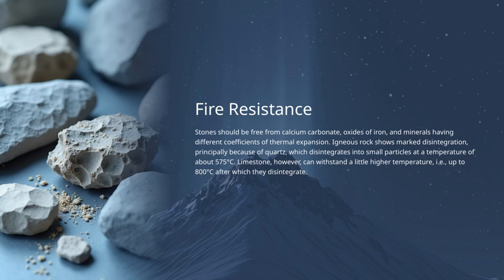Now, considering different types of rocks, igneous rocks are particularly prone to disintegration because of quartz. Quartz tends to break down into small particles at around 575 degrees C, which can compromise the integrity of the stone. On the other hand, limestone has a slightly better resistance to heat. It can withstand temperatures up to about 800 degrees C. Beyond that, though, it also starts to disintegrate. So, when selecting stones for structures exposed to high temperatures, understanding their composition and thermal limits is crucial for ensuring durability and safety.